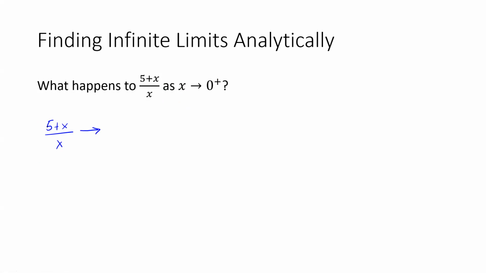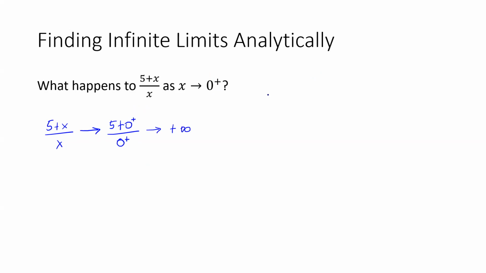So in the top, you got something that's going to 5 plus 0, right? And in the bottom, you got something that's going to 0, right? And since it's approaching from the right side, we know that this is approaching from values of x that are bigger than 0. So those are always going to be positive values there, right? And so we got something that's approaching 5 in the top and approaching 0 in the denominator. So this is really going to be going to positive infinity.